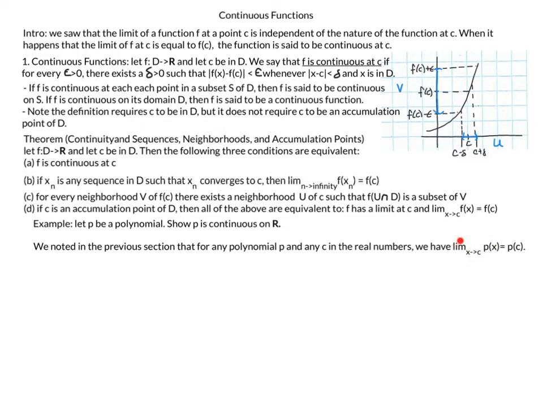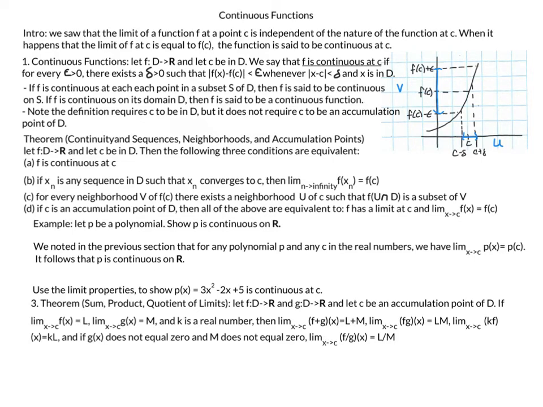This part here, the limit as x approaches c of P of x is equal to P of c, is exactly this statement here. So this is equivalent to f is continuous at c. So in our example, we could say P is continuous on R. We can continue this example to look at this particular polynomial, P of x is equal to 3x squared minus 2x plus 5. So we said that that is continuous at c.